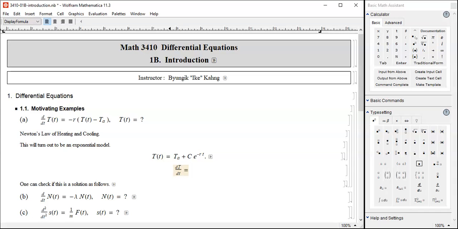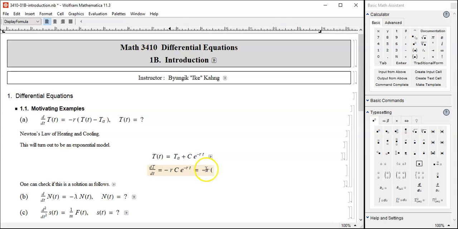Let's take the derivative of this. Then derivative of constant is of course 0. And then exponential function always remains the same. And by chain rule, we have to multiply the derivative of the inside. What is it? It's negative r. So I have to multiply by negative r. And you can drop out that 0. So that's a derivative. And we can analyze like this.